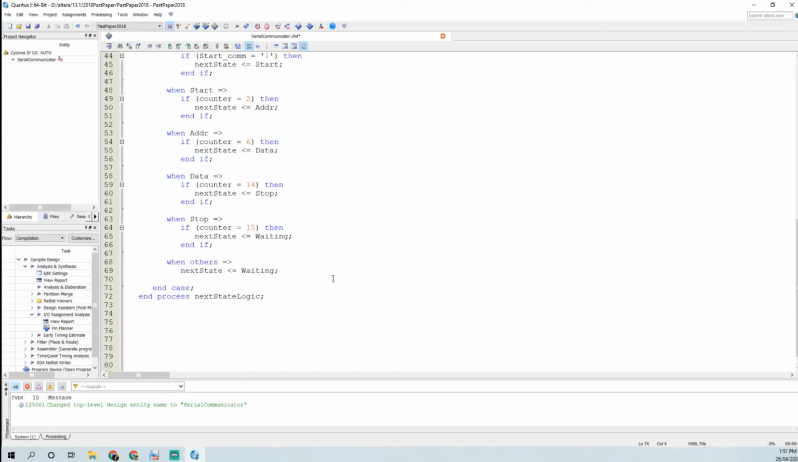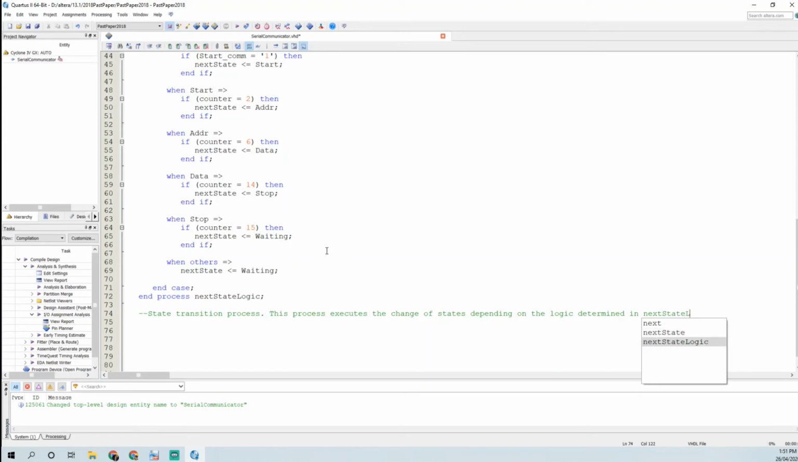Okay, the next process that we would like to write code for is the state transition process. So just writing a comment here, state transition process. This process executes the change of states depending on the logic determined in next state logic, the process from above. Okay, so I'm going to give this process the name state transition. Remember, of course, these processes are all concurrent to one another.